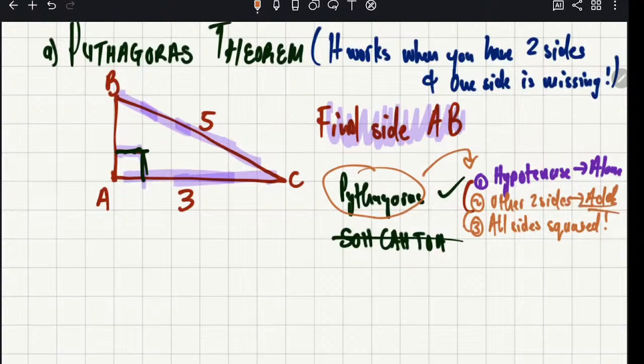So let's make hypotenuse be alone. It should be alone. Choose the hypotenuse. Hypotenuse is the side opposite the corner, okay, of your right angle. Opposite the corner. So this is our hypotenuse in this case. In this case, our hypotenuse is 5. In this question.